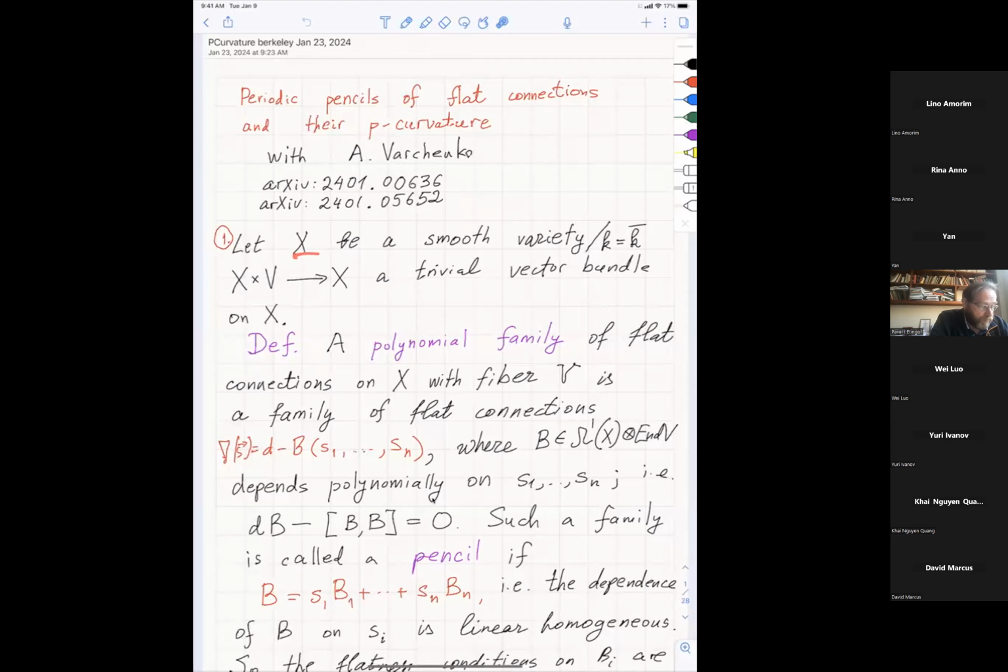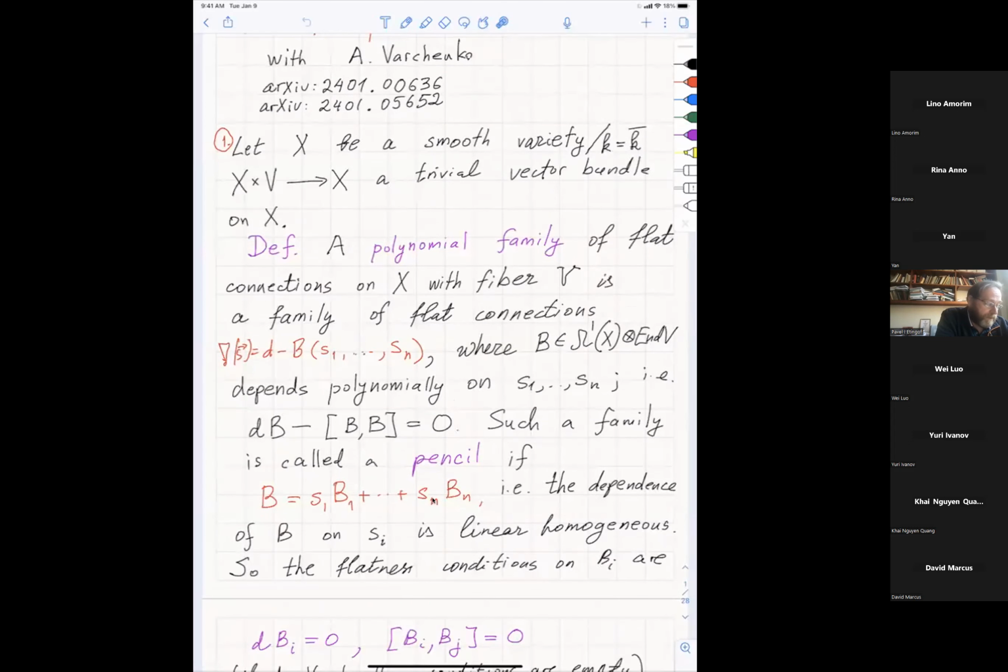I will work with a smooth variety X over some algebraically closed field K. Most of the time, it's just going to be an affine space or an open subset of an affine space. And I'm going to consider a trivial vector bundle on X with fiber V. You can extend to non-trivial, but this is not going to be a very essential extension. Actually, the case of the trivial bundle already contains everything. And so I define a polynomial family of flat connections on X with fiber V as follows.